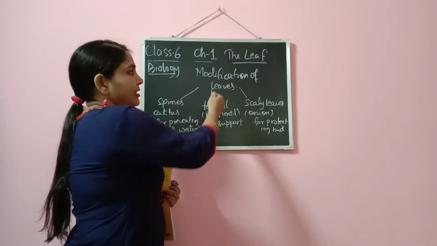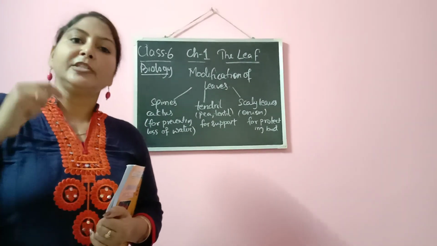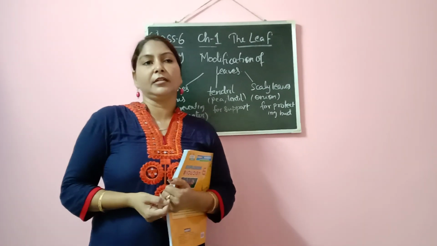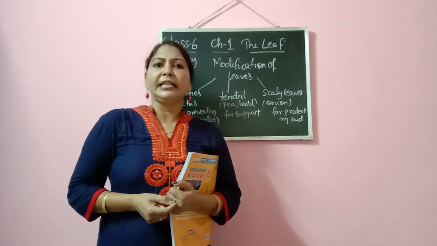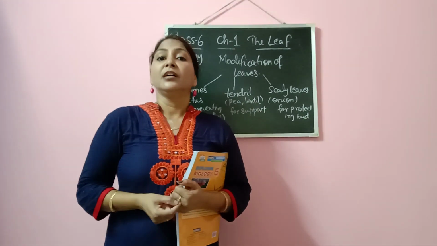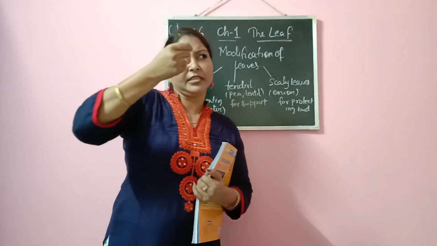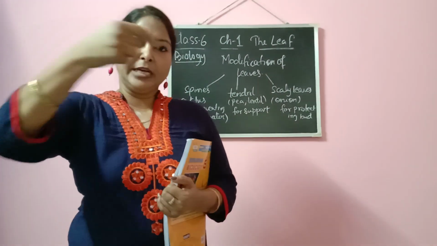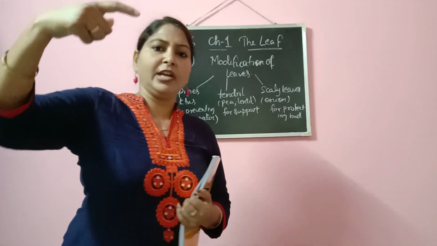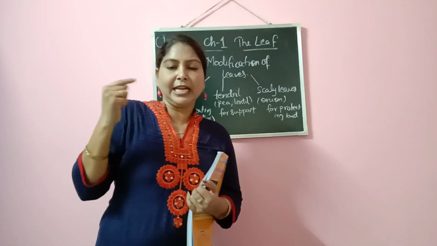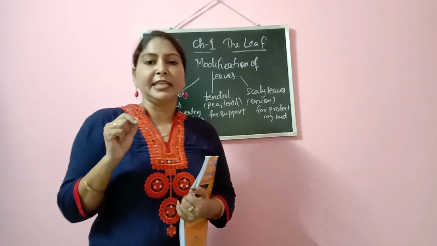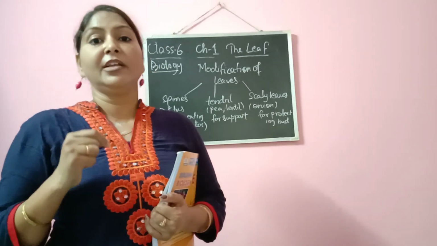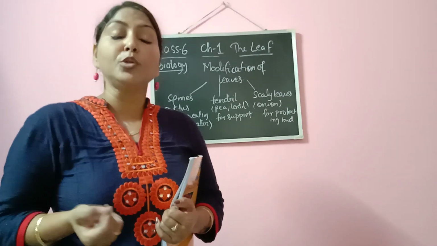Then the second modification of leaf is that they change into tendrils. Now if you have seen some plants like pea plant, and I think in grapevines also, you must have seen the thin stem-like structure. When you pull it, you can make it long, but when you just release it, it coils like a spring. That is actually the modification of leaves. And why is this modification done? In order to give support to the plant.